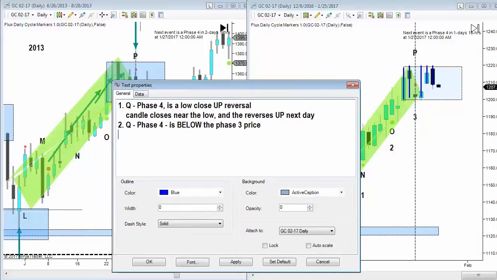Now here's what's really interesting. Q in 2013 retraces off of a strong psychological number.